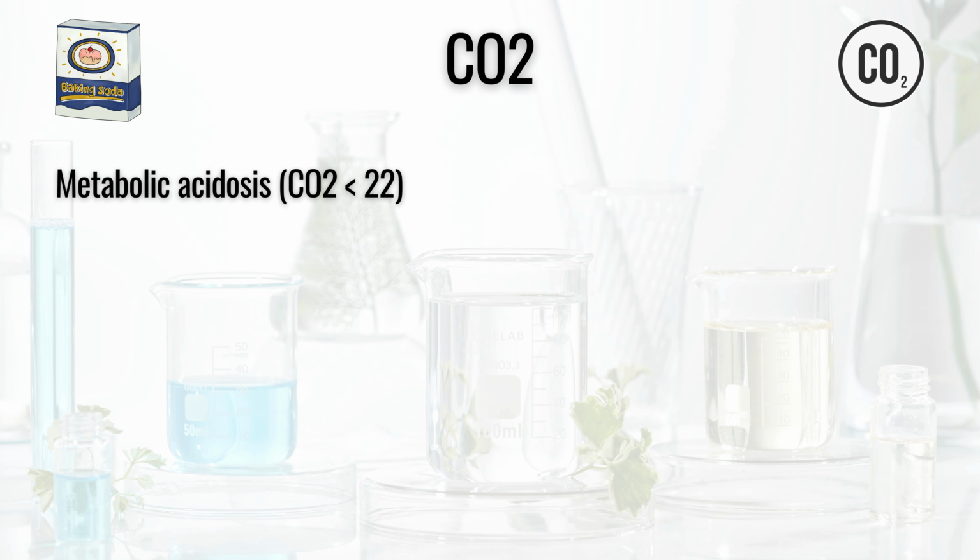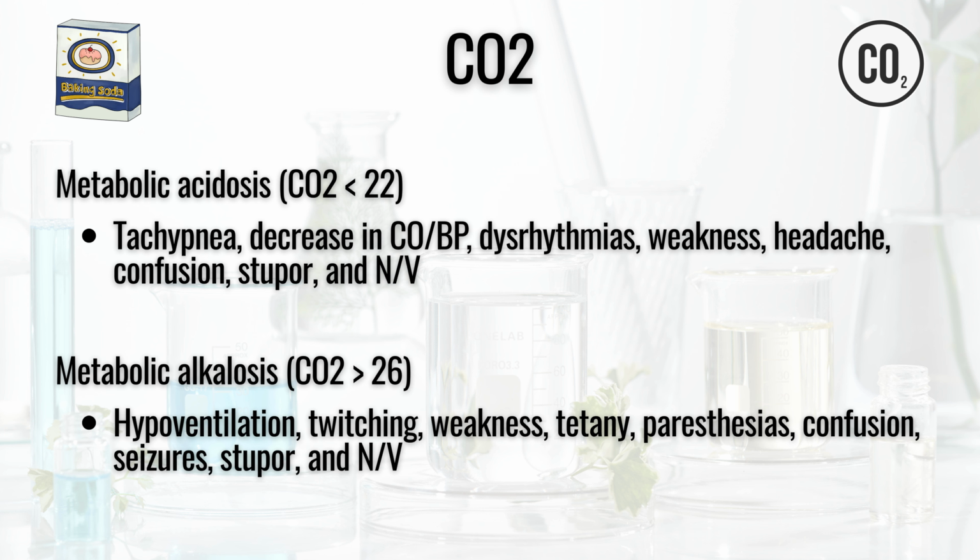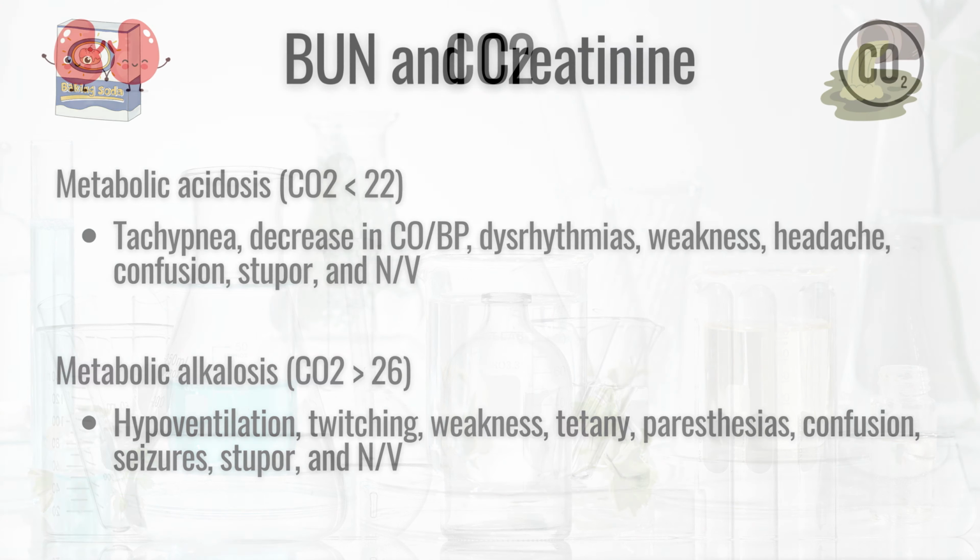Metabolic acidosis may present as tachypnea, decrease in cardiac output and BP, dysrhythmias, weakness, headache, confusion, stupor, nausea, and vomiting. Metabolic alkalosis may present as hypoventilation, twitching, weakness, tetany, paresthesias, confusion, seizures, stupor, nausea, and vomiting. The symptoms of acid-base derangements are often related to the secondary potassium and calcium disturbances that they create.